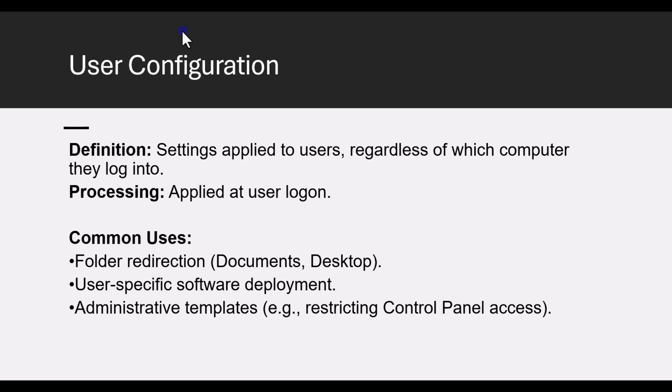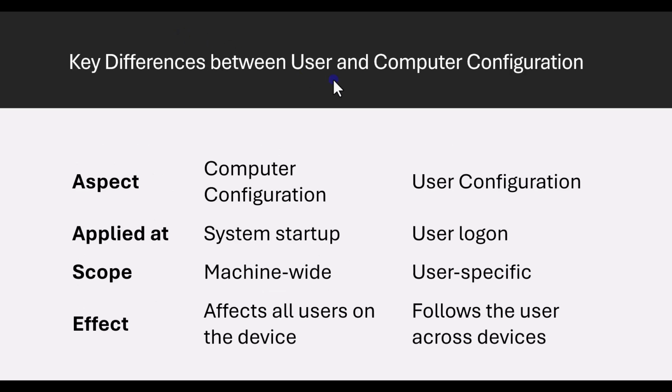Here again, you will choose which user you want to apply these configurations on. So that part is planning. You plan on which user you want to apply the configurations on, and which computer you want to apply the computer configurations on. But the meaning is that if you choose user configuration, you are applying it on a group of users or a certain user. Common uses of user configuration are folder redirection, user-specific software deployment, and administrative templates like restricting control panel, which will be our example for today. So that is the difference between user configuration and computer configuration.